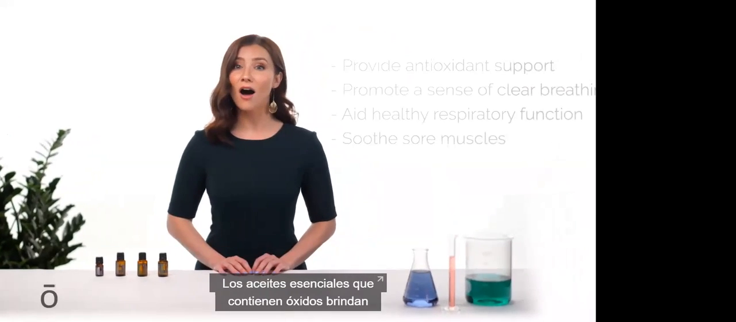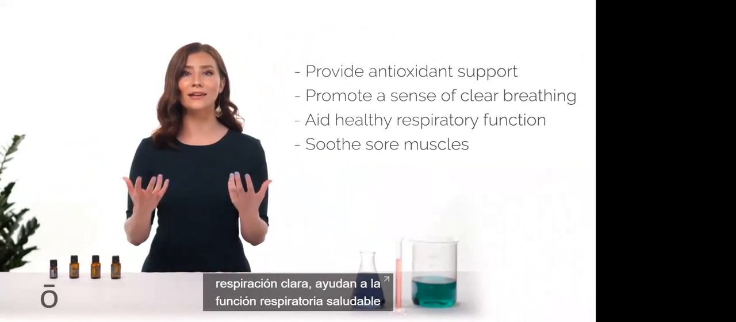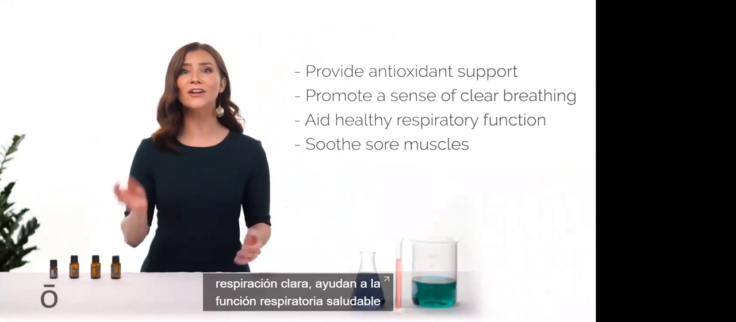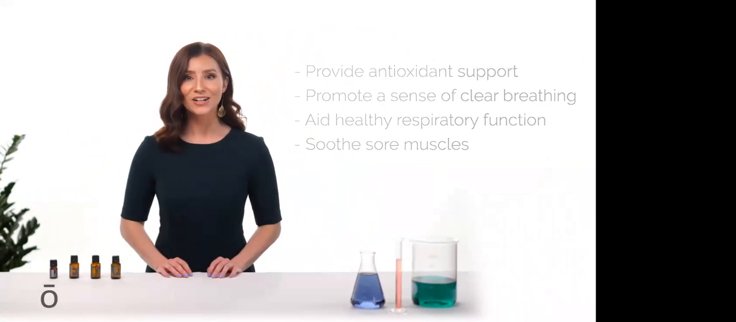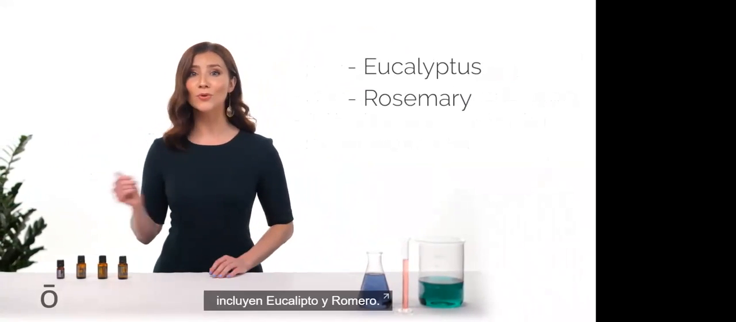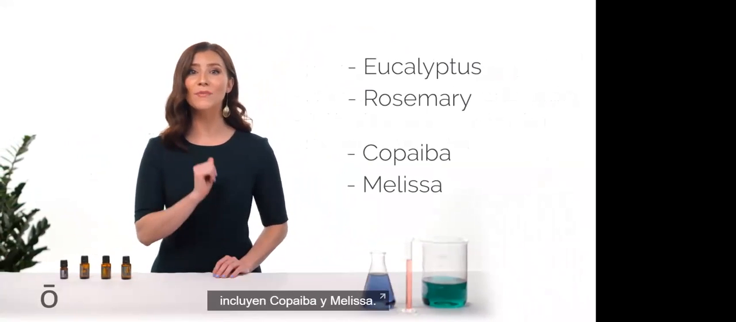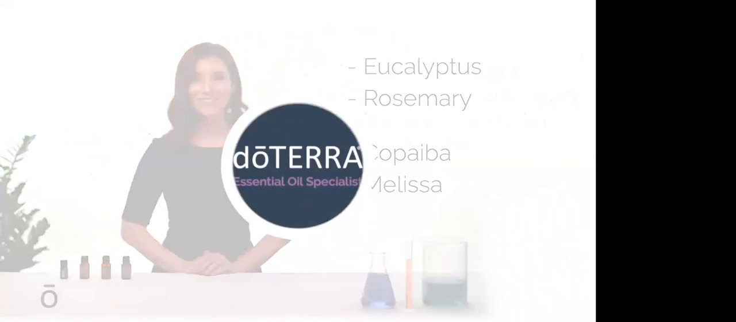Essential oils that contain oxides provide antioxidant support, promote a sense of clear breathing, aid healthy respiratory function, and are soothing to sore muscles. Oils that are high in monoterpene oxides include eucalyptus and rosemary, and oils that are high in sesquiterpene oxides include copaiba and melissa.